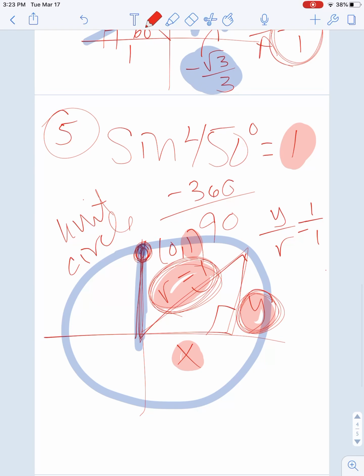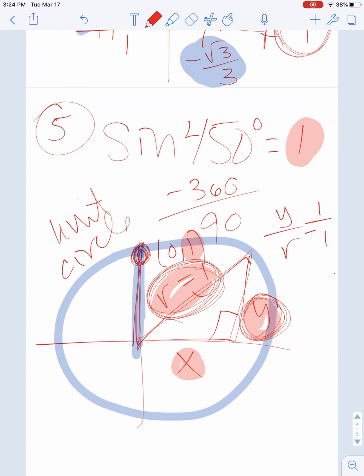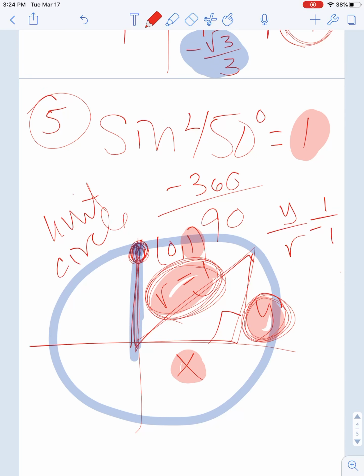Okay, so now you're going to try some of these, see how it goes. This is the guts of the semester right here, people, or I should say the guts of trig right here, because we're not going to have a whole semester.